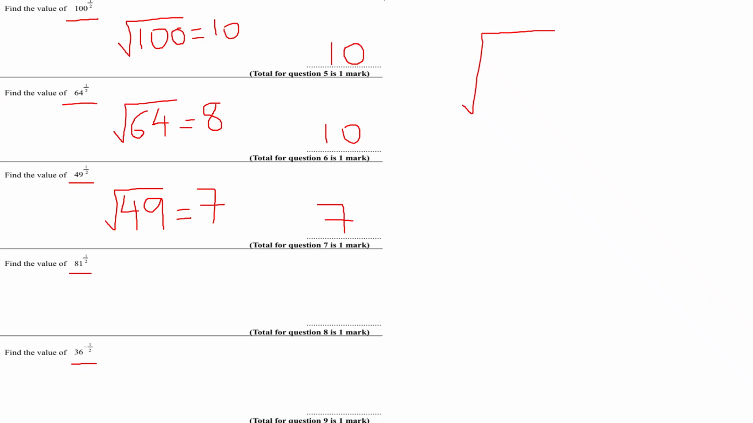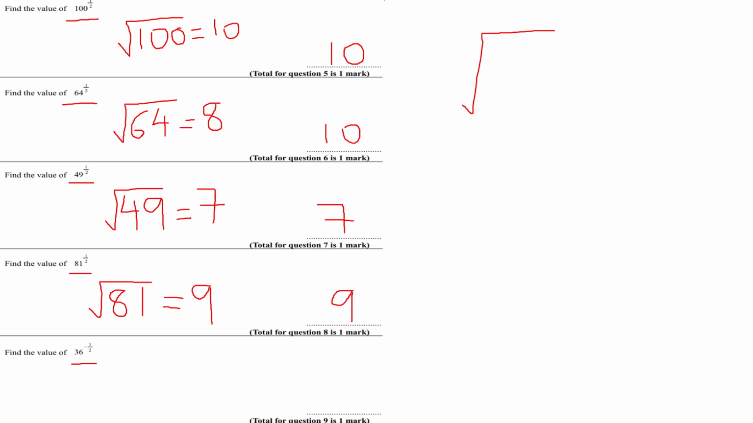Next up, question number 8 in this case. 81 to the power of a half, that'll be the square root of 81, so root 81, which is 9, because 9 times 9 is 81, or 9 squared is 81.